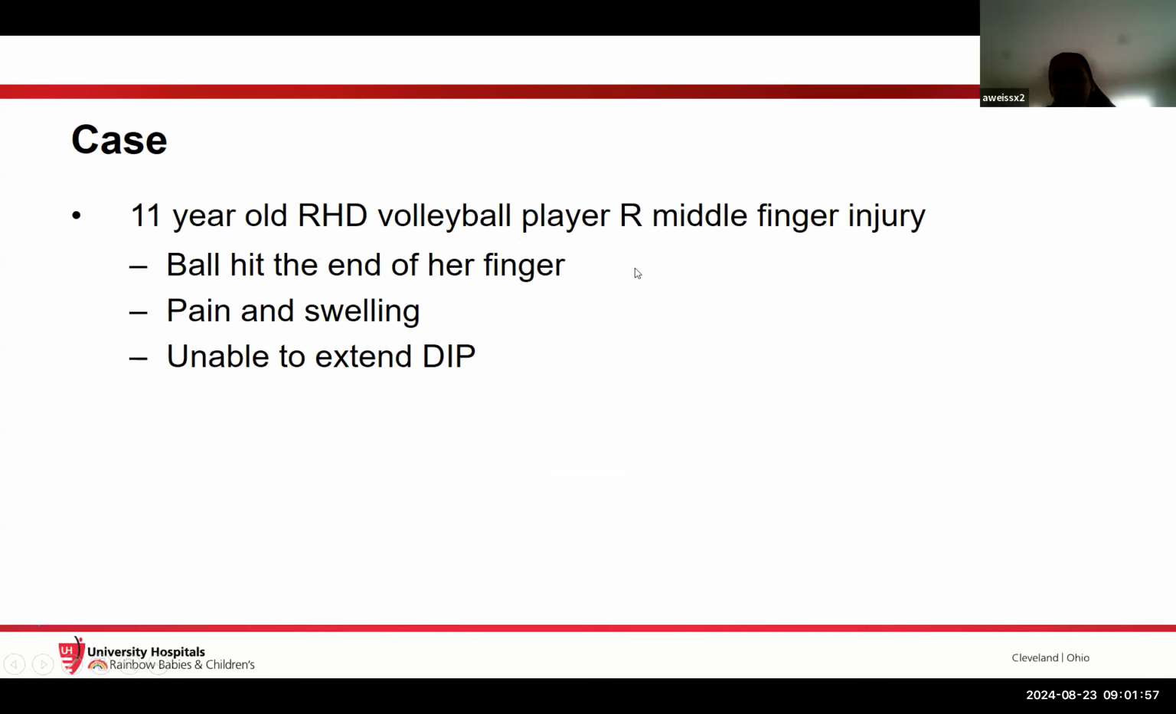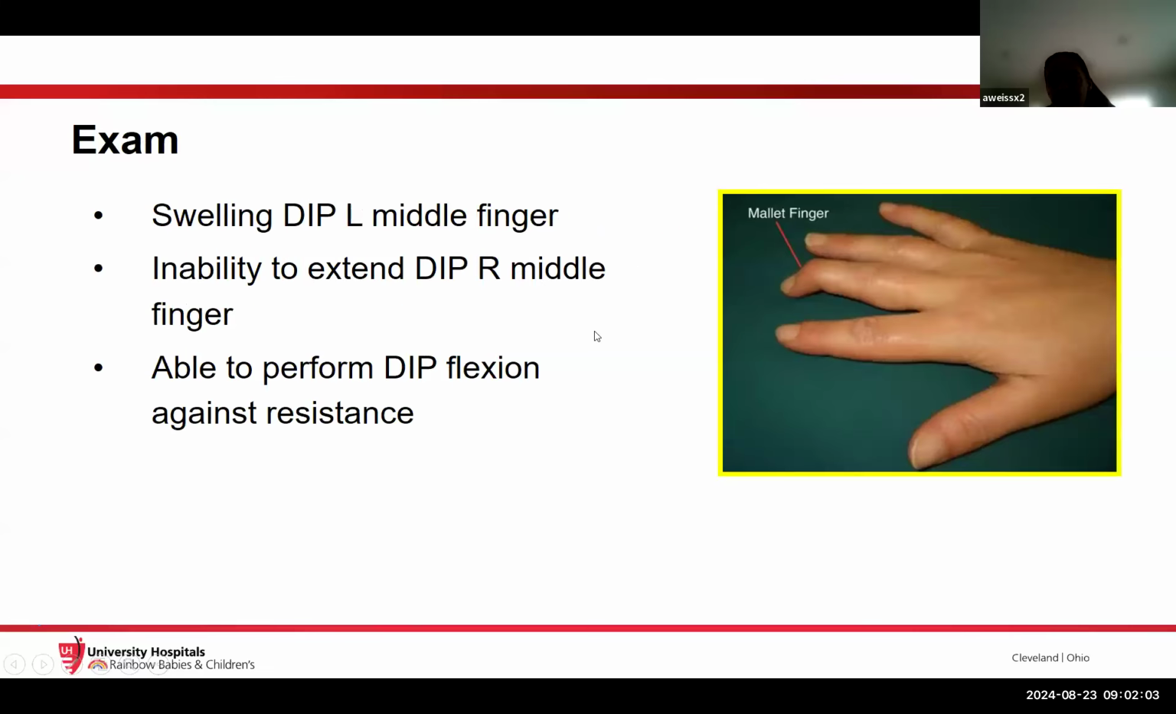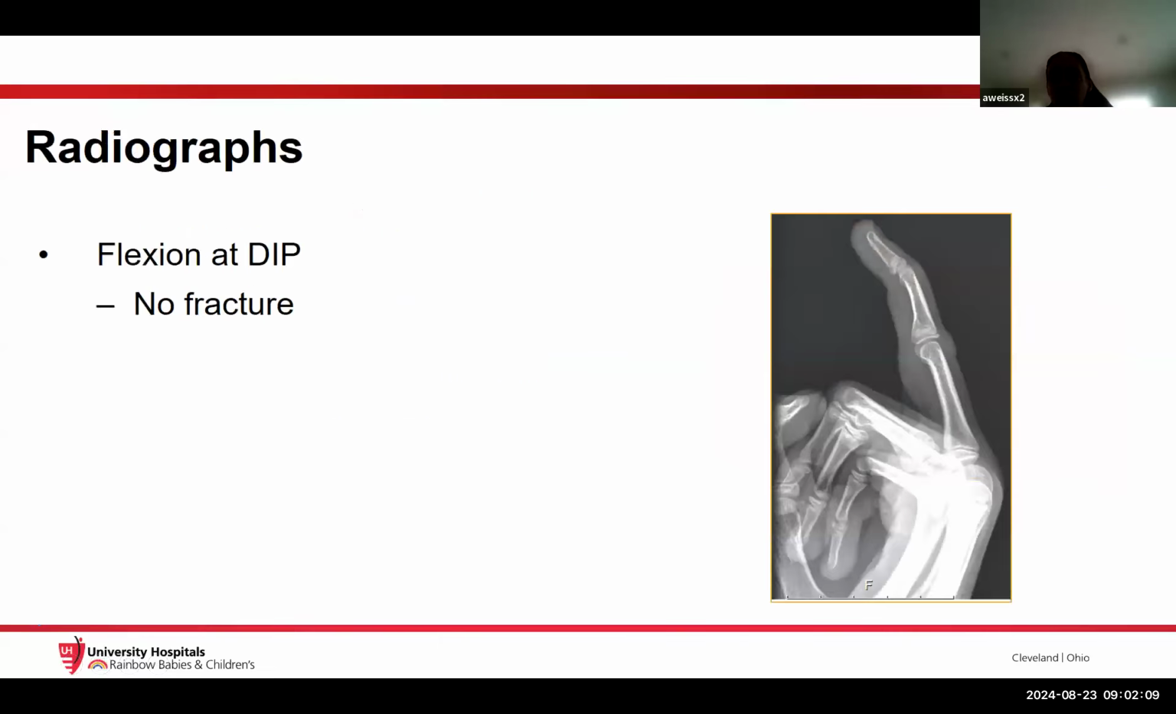Again, this time a volleyball player, middle finger hit with the end of the ball. This one comes in unable to extend the DIP. You're going to see these all day long, the mallet fingers where they can't extend their DIP. These are super annoying to have. If in this kid's case there is no fracture and the tendon was avulsed, these can take up to 8 weeks to heal completely.